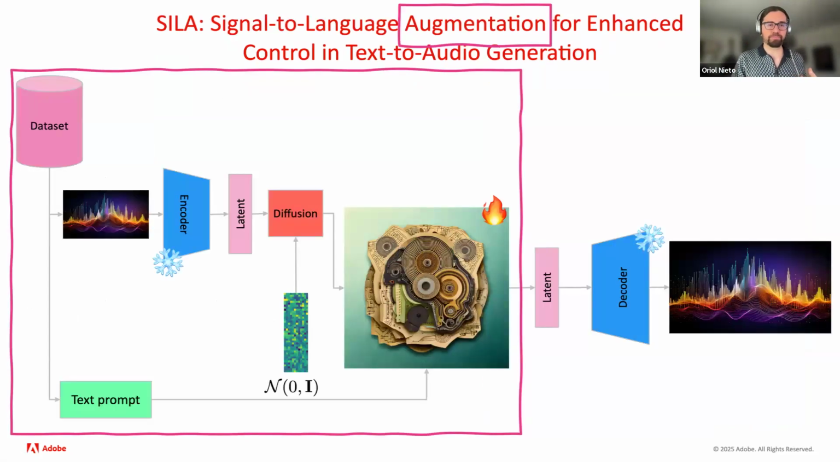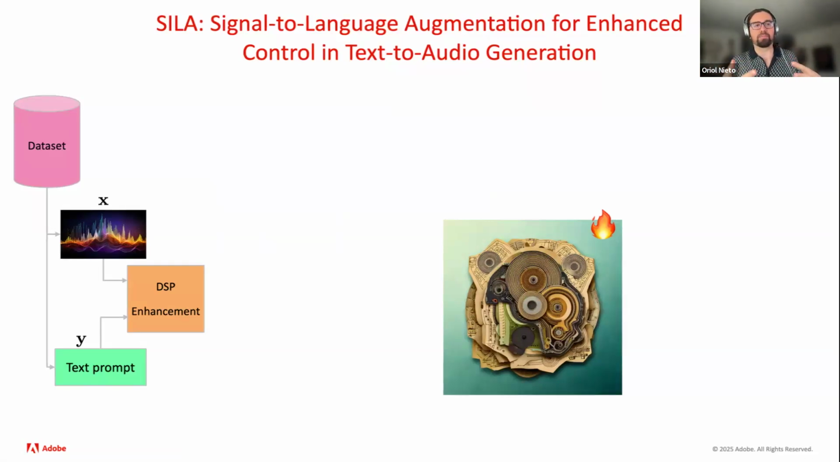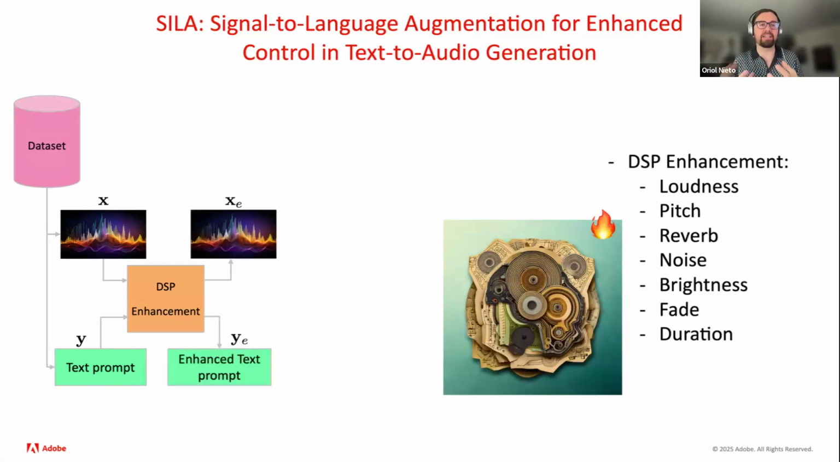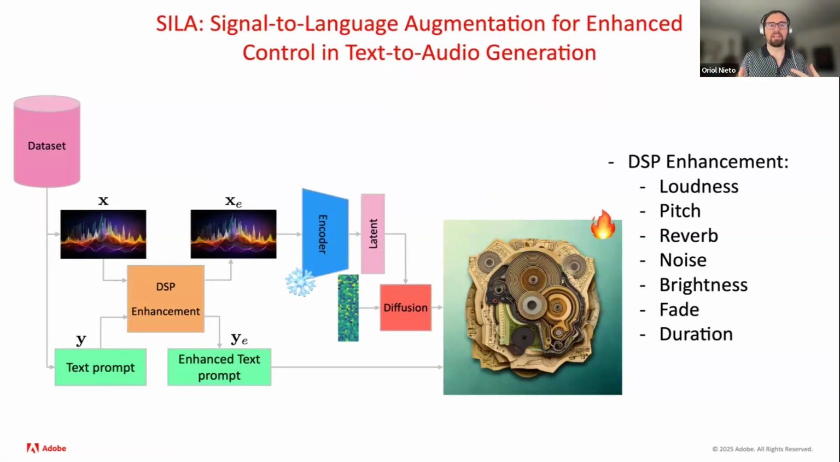So back to our training framework for diffusion models for audio. Now we're just going to focus on the initial training part, and this is just an augmentation process that we are proposing in the SILA paper. So what we do is, given our pairs of high quality audio and the text describing the high quality audio, we add a little module that we call DSP enhancement. DSP stands for digital signal processing. And what we do is to basically analyze the signal, and depending on that, we will come up with an enhanced audio version and an enhanced text prompt. Once we have that, and this is just for augmentation, we just continue as usual. And for the DSP enhancement, we propose to use loudness, pitch, reverb, noise, brightness, fade in, fade out, and duration.